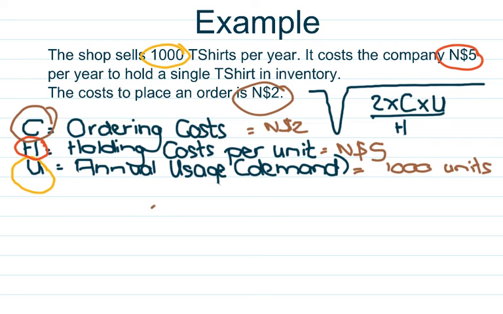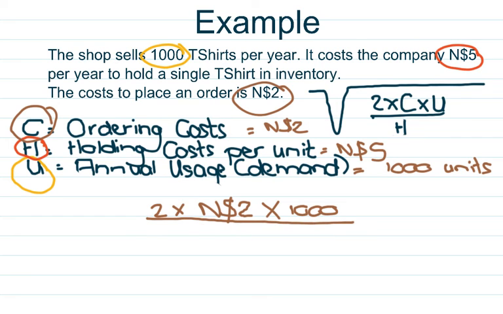So I would say 2 times C. C is my ordering cost, and I said that is $2. So it's 2 times $2, and then also times U, and U is my annual usage, and I said that was 1,000 units. So this is what I have above the line, and now below the line I have my holding cost, and I said my holding cost is $5. So let me write it there, is $5.